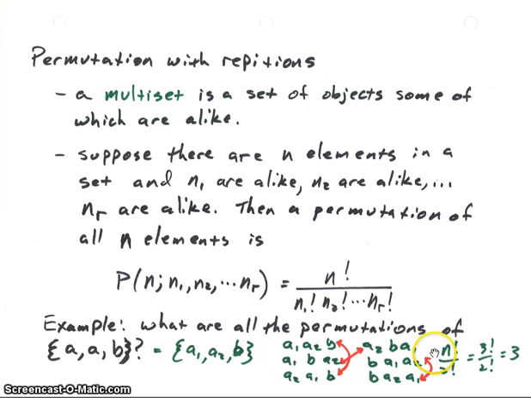If we take our n factorial and divide by 2 factorial, that leaves us with 3. And if you'll notice, we have 1, 2, 3 elements that are possible with that permutation, since A is repeated twice.